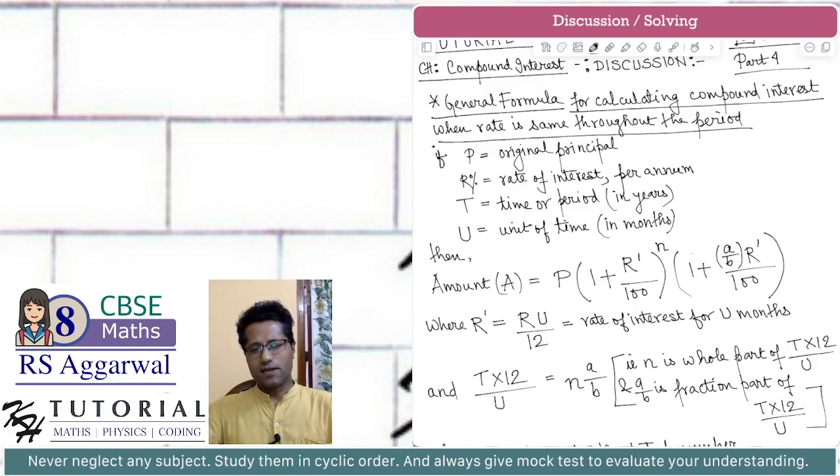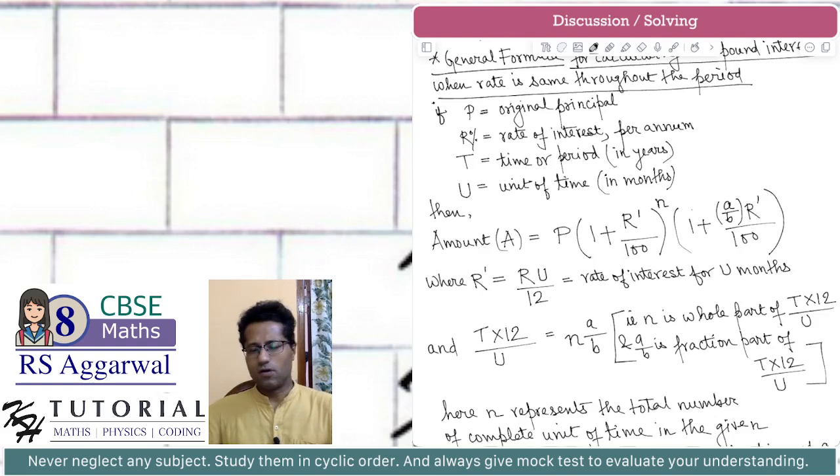So understanding r dash, computing r dash as capital R by 12, this is very crucial. You have to remember this if you want to use my general formula. Another important thing is that in the formula you see small n as a power. What is that small n? And also in the third factor in the r dash there is a factor a by b. It is a fraction. So what is that fraction a by b, and what is n? Where is it coming from? It is coming from the value of t multiplied by 12 divided by u.